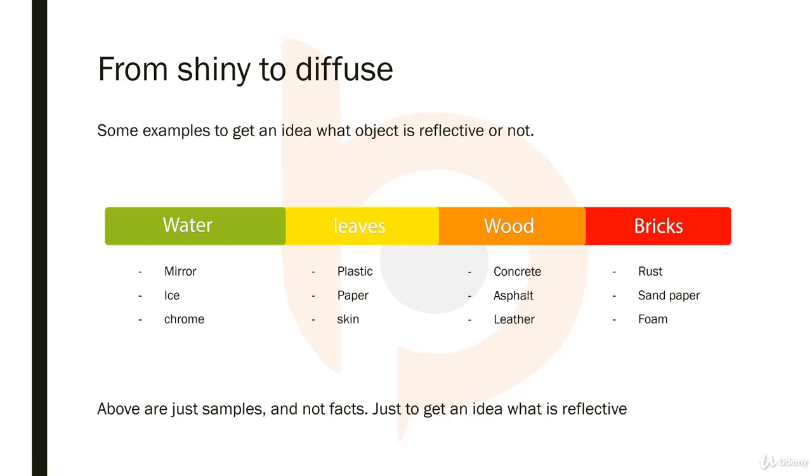And of course you can discuss whether paper, or rust, or foam may belong in another category, but it shows you that they all have different types and different roughness. And very good to know.